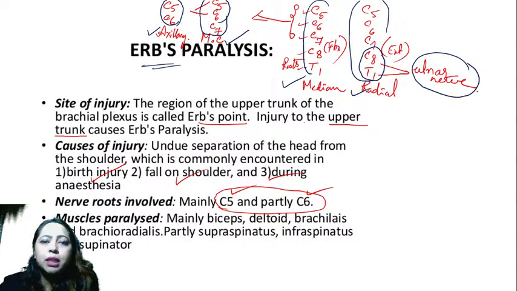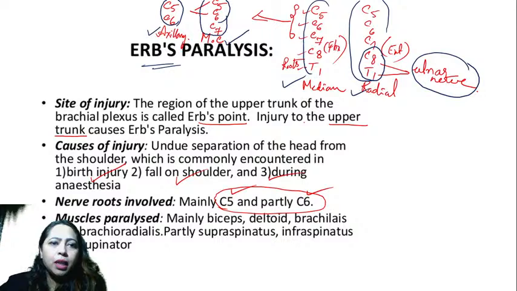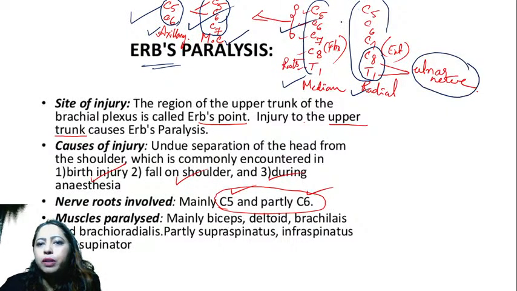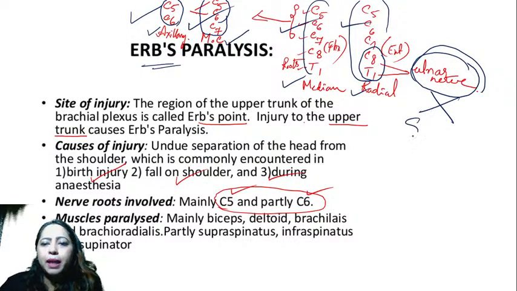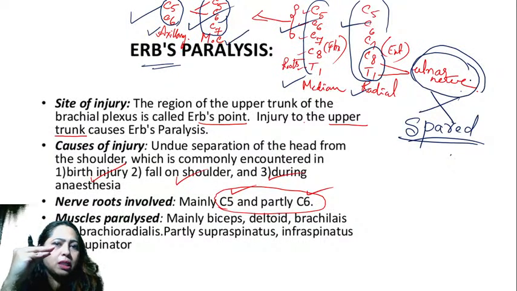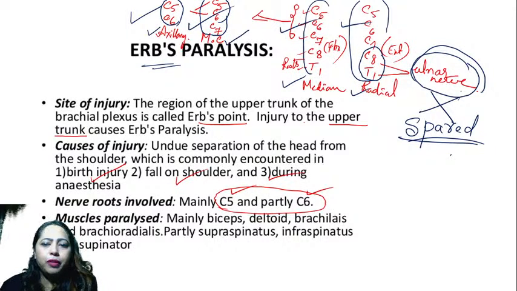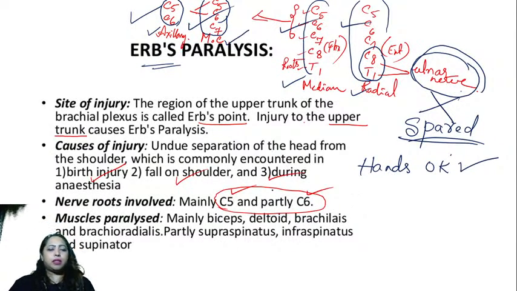Now you see which muscles are supplied by C5, C6. Before that, see which nerves have this root. Does axillary have it? Yes. What about this one? It has. What about this one? Yes. What about ulnar? It does not have. So the nerve that is spared is ulnar. Ulnar supplies the fingers and the hands, so the hands are fine. So what is not okay? All the other muscles.